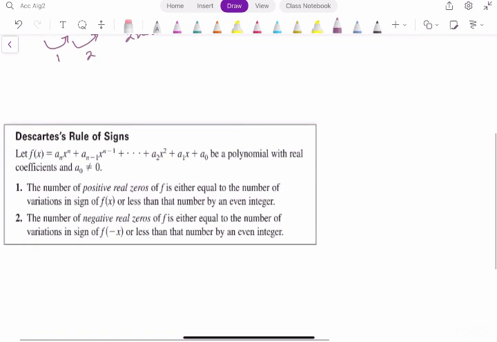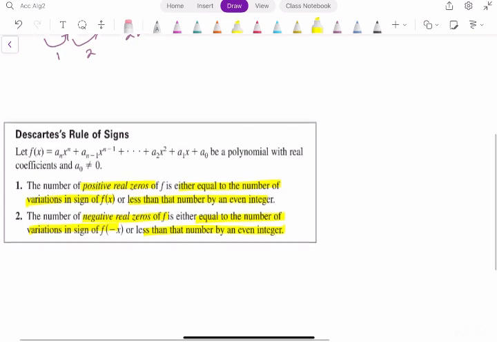Based on this is the rule for Descartes' rule of signs. It says the number of positive real zeros is either equal to the number of variations or less than that number by an even integer. What is an even integer we are talking about? We will subtract 2. I will explain it more with the example.